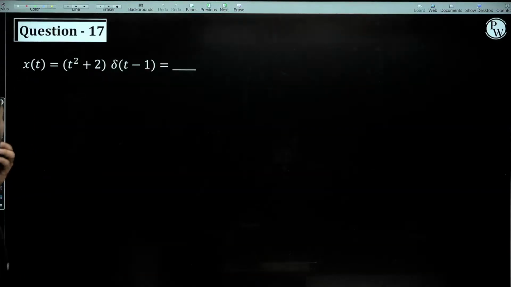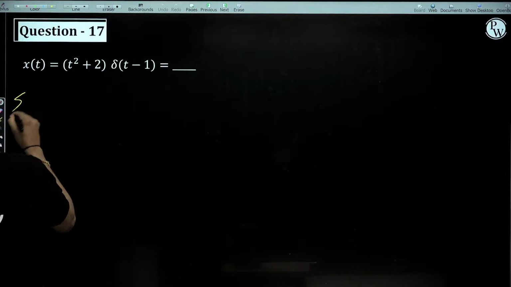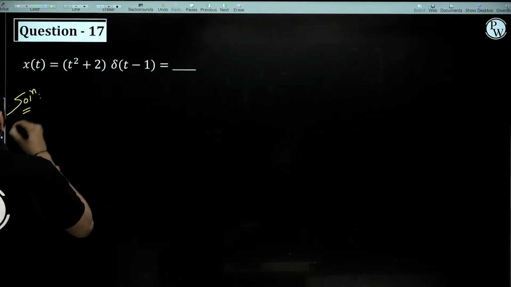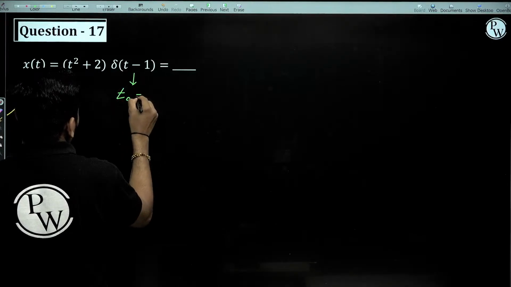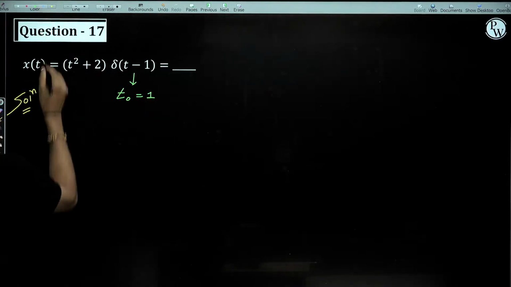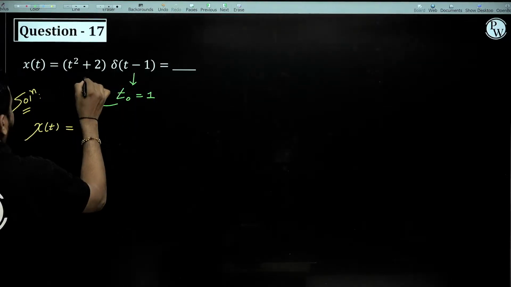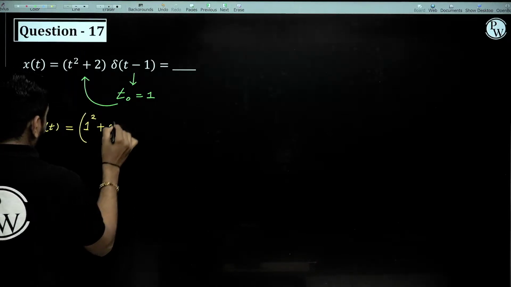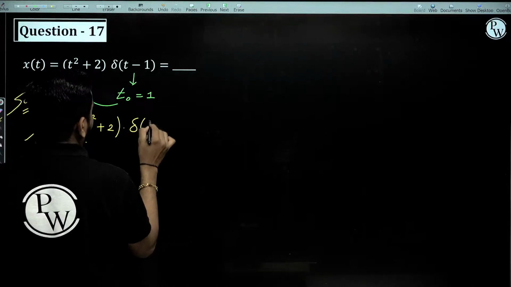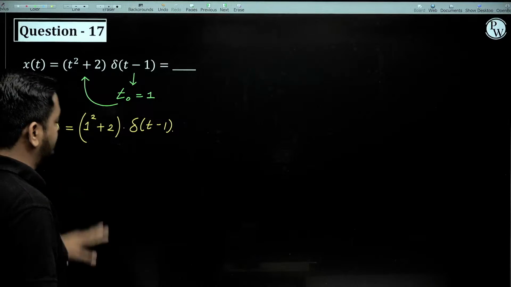Now next question, question number 17. In a similar way, what is the answer of this question, guys? Again the same thing. The value of t naught is equal to 1, so x of t at 1 gives 1 squared plus 2. And don't forget this del t minus 1. Don't say the answer is 3, guys, it is 3 into del t minus 1, because the integration is missing.